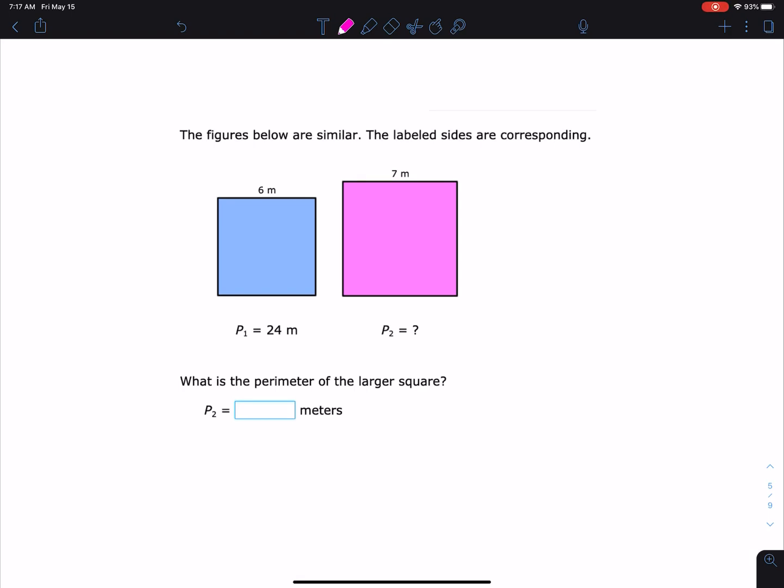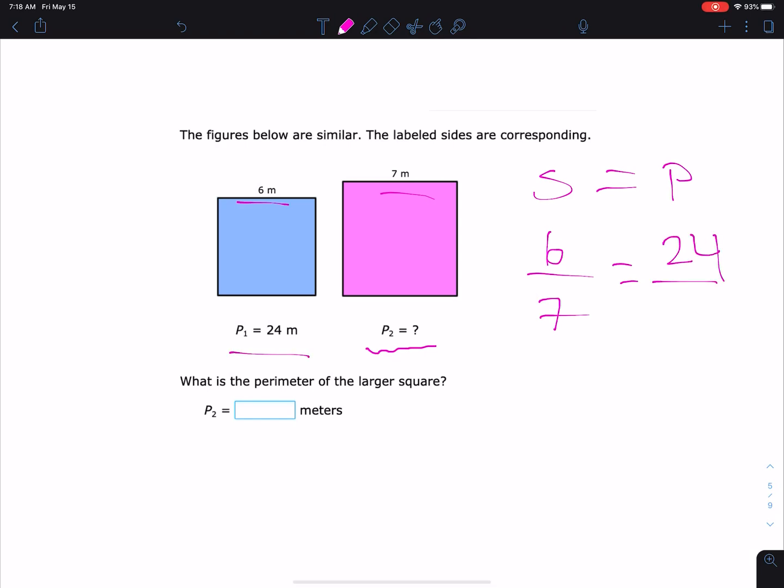Figures below are similar. That's going to happen every time, and the labeled sides are corresponding. Okay, great. So they want me to find my missing perimeter. So what I'm going to do is set up a ratio between sides and perimeter, okay? I like to keep in order, so I'm going to go left to right. So 6 is to 7 as perimeter 1 is to perimeter 2. Perimeter 1 is 24. Perimeter 2 is unknown, so I'll call it P2.